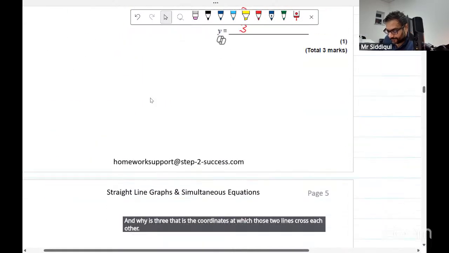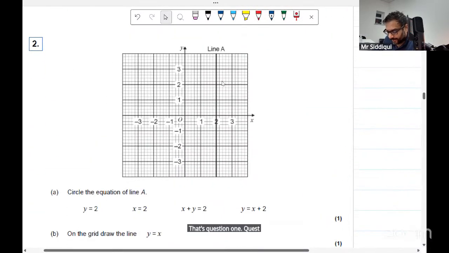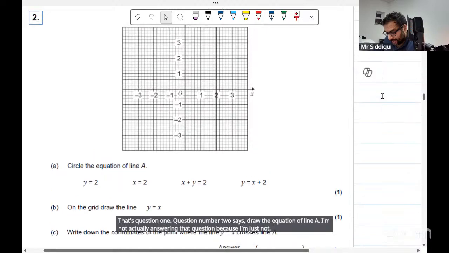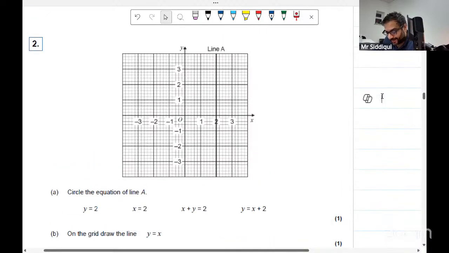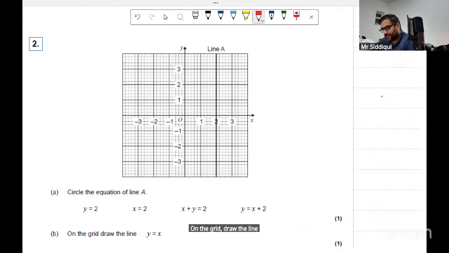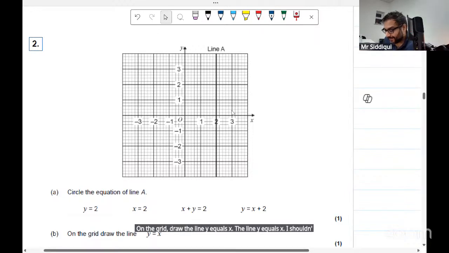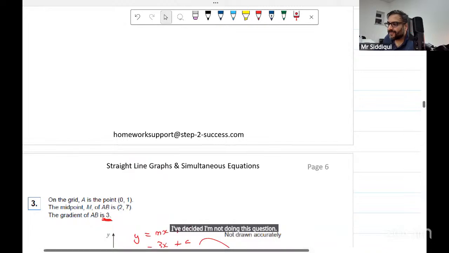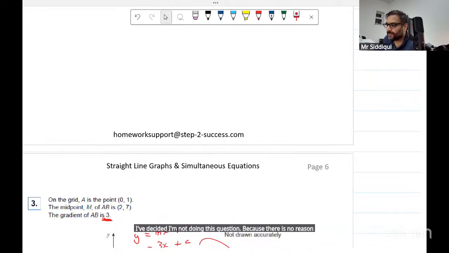That's question one. Question number two says draw the equation of line A. I'm not actually answering that question because I'm just not. On the grid, draw the line y equals x. I shouldn't do this question. I've decided I'm not doing this question because there is no reason why it should not be able to be done.